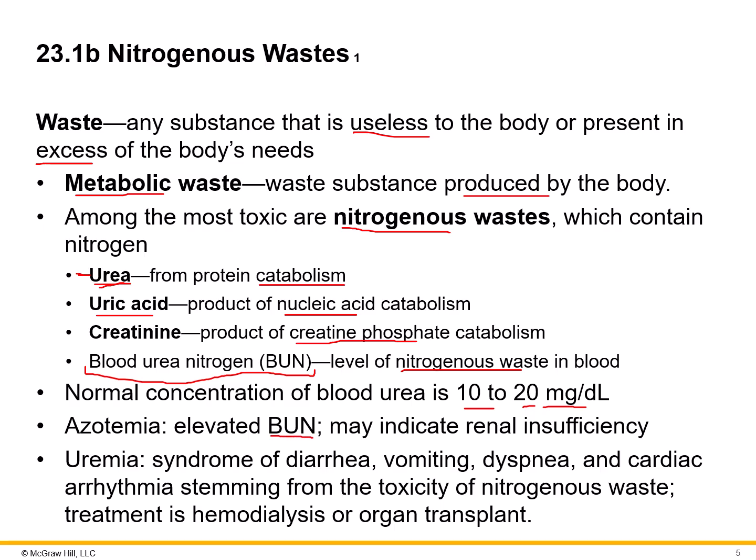This is called azotemia. Now, we also have uremia, another condition involving the kidneys here. This is a syndrome of diarrhea, vomiting, dyspnea, or cardiac arrhythmia. Okay, so this is usually the effect, but the reason why is because you have too many nitrogenous wastes. So maybe you have azotemia, an elevated BUN, and that's leading to uremia, where you're going to see diarrhea, vomiting, dyspnea, all of these because of those toxic levels of nitrogenous waste.